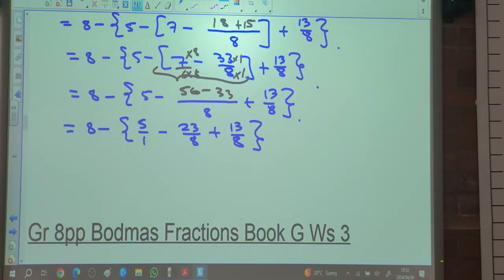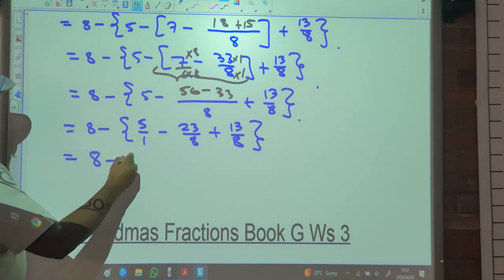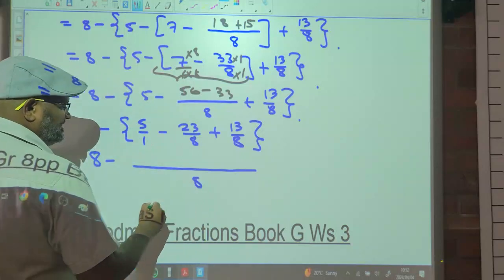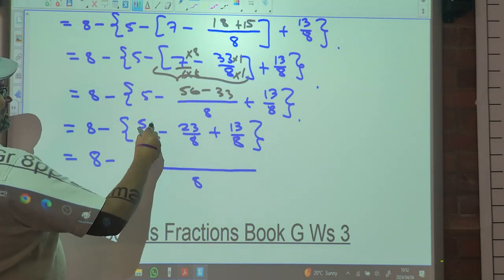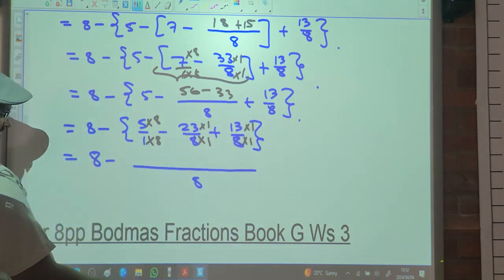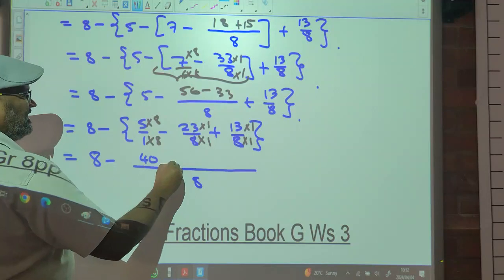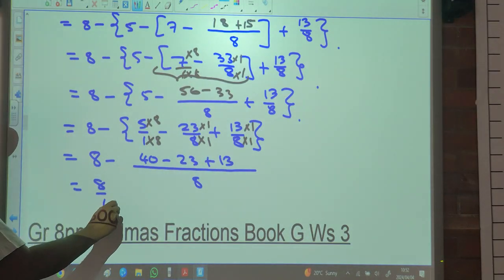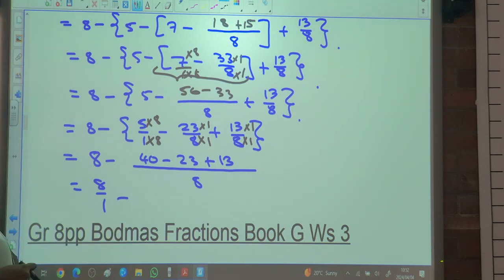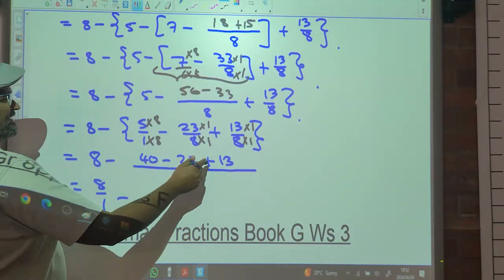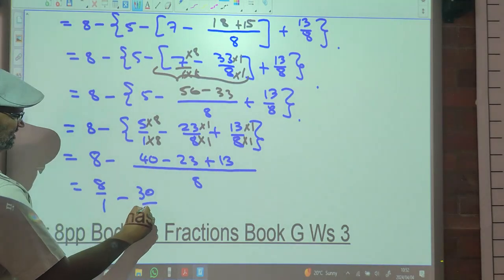So what are you going to do now? LCM. What's your LCM? 8. There's a lot of 8s here, no? Multiplied by 8, multiplied by 1, multiplied by 1. What's 5 times 8? 40 minus 23 plus 13. So it's 8 over 1 minus 40 minus 23, that's 17, plus 13. 30 over 8.